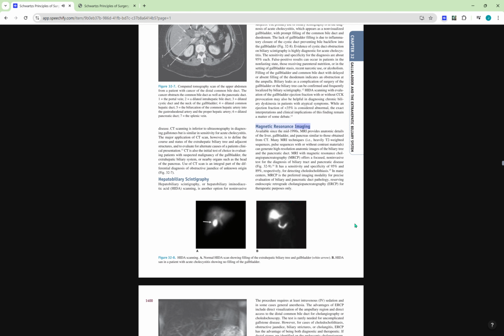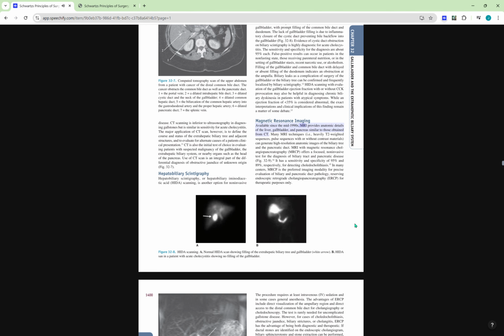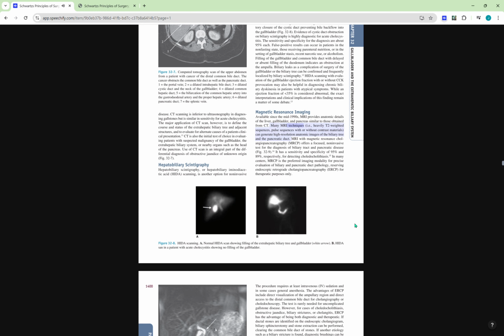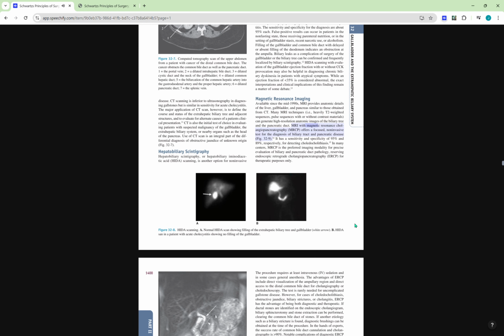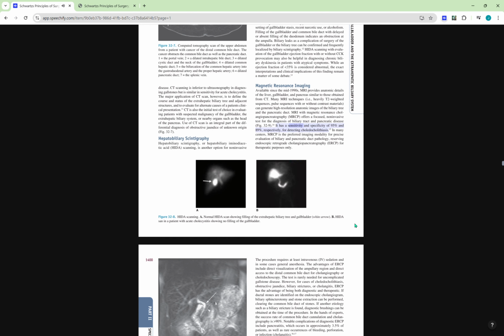Magnetic resonance imaging. Available since the mid-1990s, MRI provides anatomic details of the liver, gallbladder, and pancreas similar to those obtained from CT. Many MRI techniques can generate high-resolution anatomic images of the biliary tree and the pancreatic duct. MRI with magnetic resonance cholangiopancreatography offers a focused, non-invasive test for the diagnosis of biliary tract and pancreatic disease.